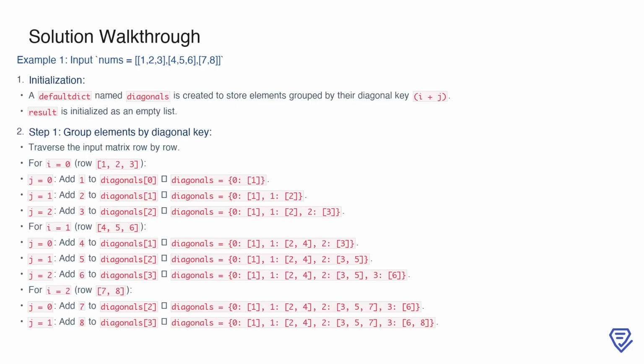For the first row, 1, 2, 3, the elements are added to their respective diagonals. The value 1 is added to diagonal 0, 2 to diagonal 1, and 3 to diagonal 2. Moving to the second row, 4, 5, 6, 4 is appended to diagonal 1, 5 to diagonal 2, and 6 to diagonal 3. Finally, for the third row, 7, 8, 7 gets added to diagonal 2 and 8 to diagonal 3. At this stage, all matrix elements are grouped by their diagonal keys in the diagonals dictionary.